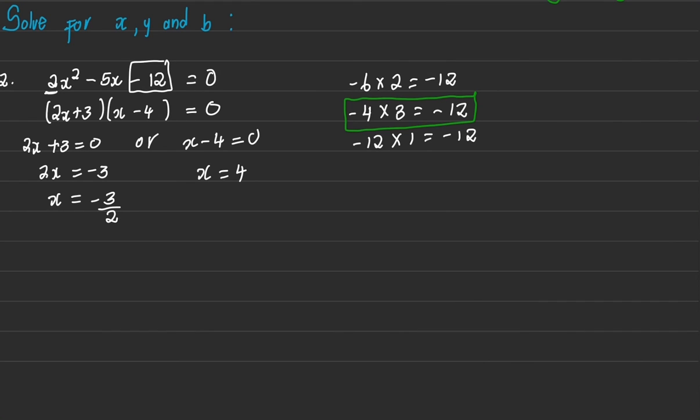And then basically what you need to do after finding the x values is to substitute them into the original equation to find out if the left hand side is equal to the right hand side, and say therefore x is equal to -3 over 2 or x is equal to 4.